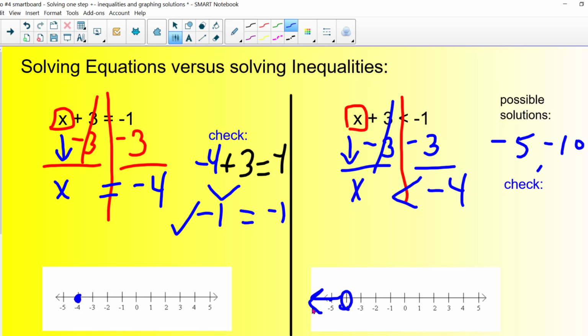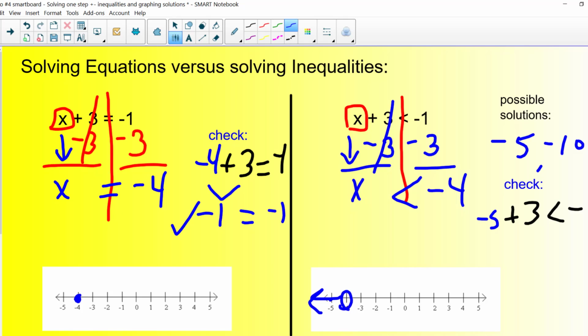So let's check it now to see, first of all, did we get the right answer? And did we shade in the correct side of the number line? Let's rewrite the inequality. x plus 3 is less than -1. And we're going to replace it. Now we replace x, but can I replace it with -4 in this case? No, because it's all numbers less than -4. So what are some numbers that we chose? Like -5.